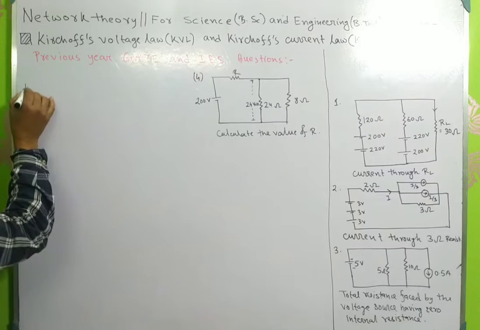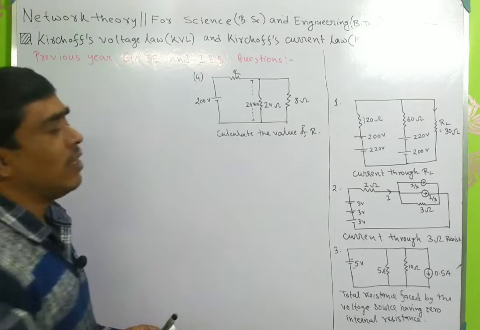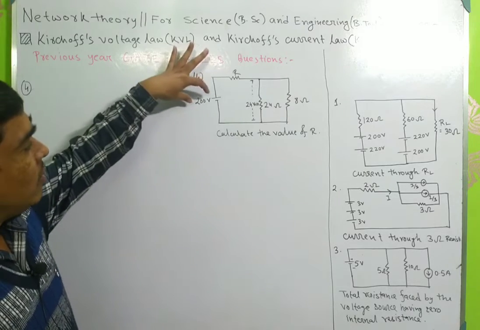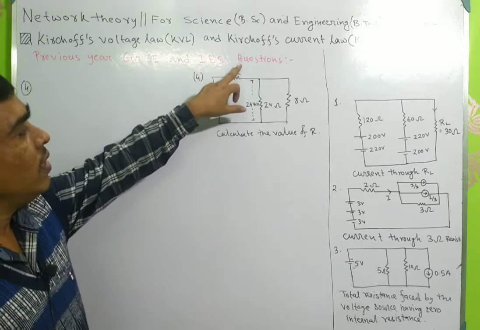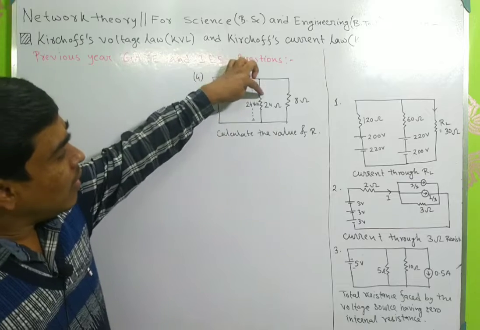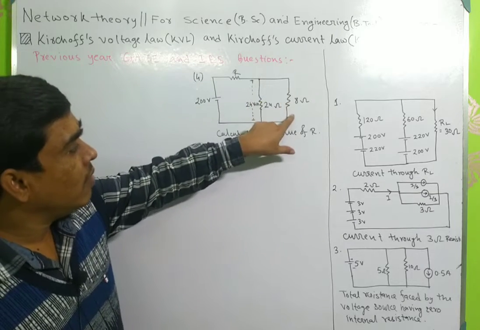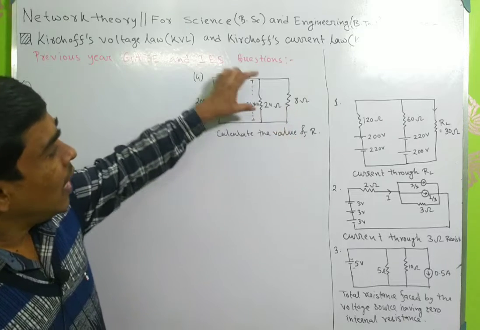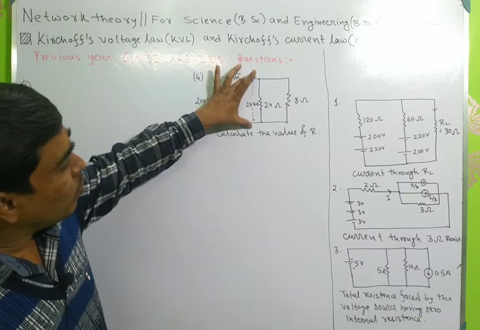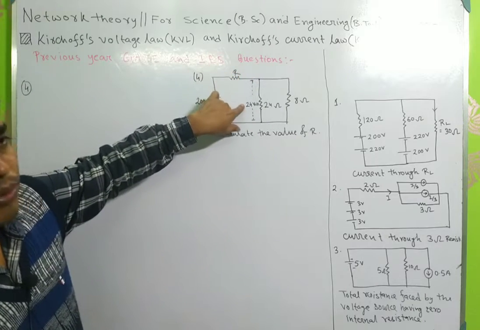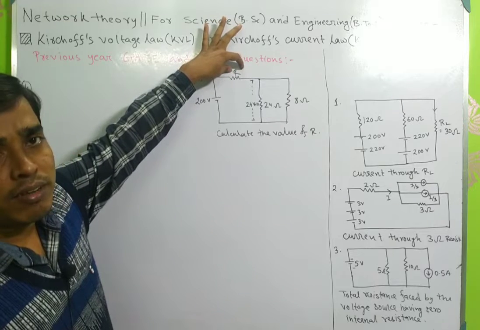Suppose this number 4 problem. You see, this is a 200 volt DC source. This is a resistance R, and this resistance is 24 ohm, and this resistance is 8 ohm. And the voltage difference between these two nodes is 24 volt. You have to calculate the value of resistance R.